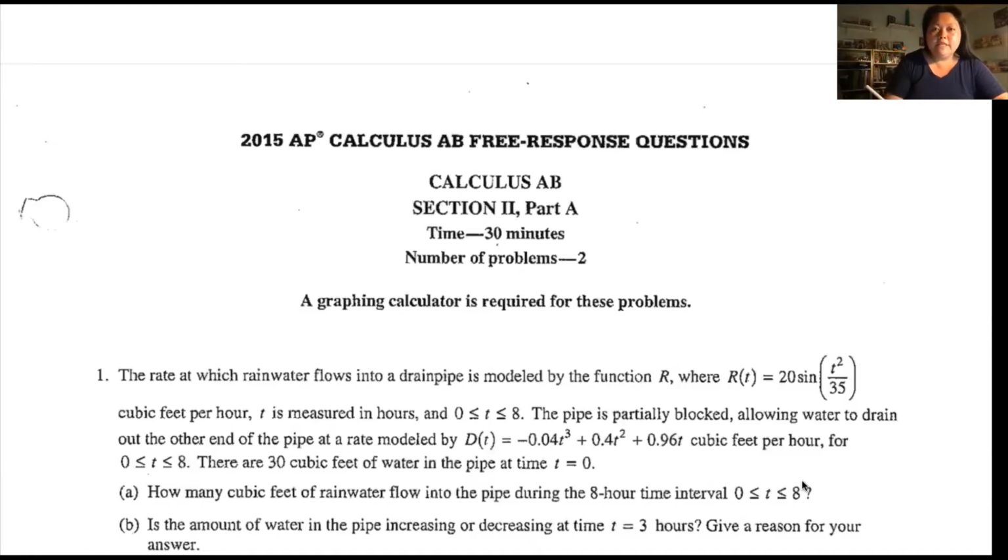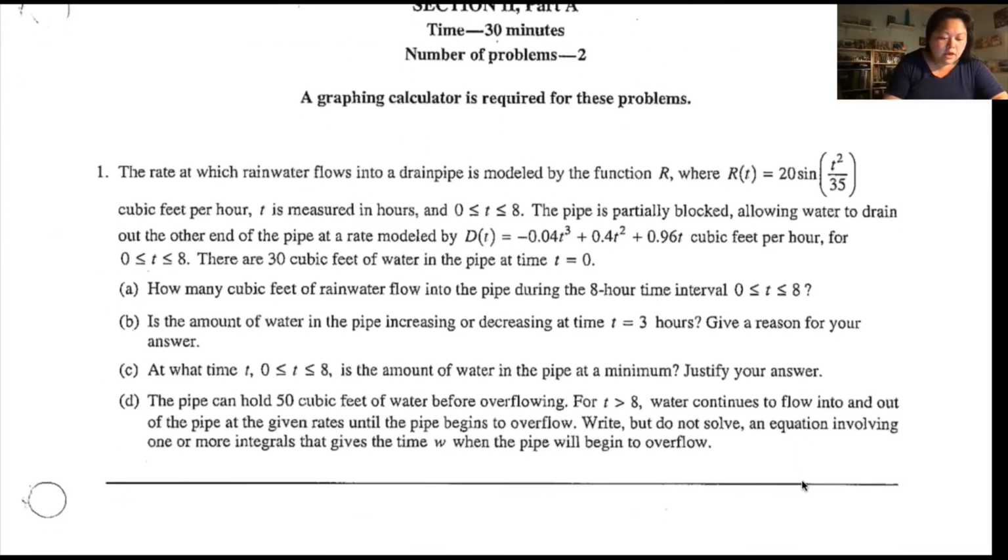This is 2015 FRQ number 1 in the graphing calculator section. So make sure you have a graphing calculator with you for problem numbers 1 and 2. Okay, all right, let's start with the first one.